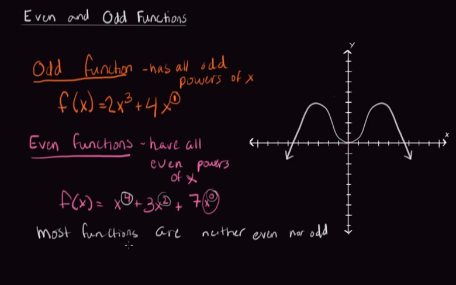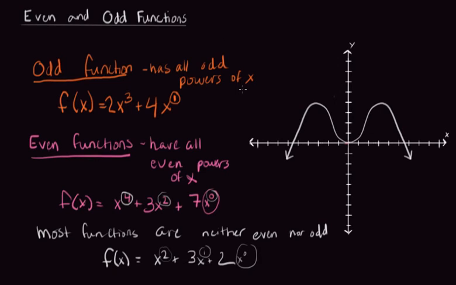So, for example, f of x equals x squared plus 3x plus 2. Well, this has an even power, but it also has an odd power, and then it has another even power here. So it has odd and even powers, and then it's not either even or odd. So all the examples that I've given you have been polynomial functions, and eventually we will talk about different kinds of functions and whether they're even or odd also. But for now, we'll just stick to polynomials.